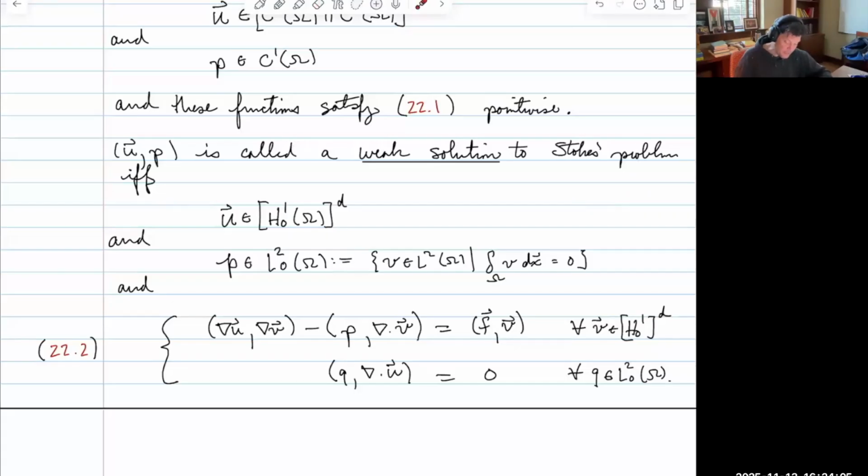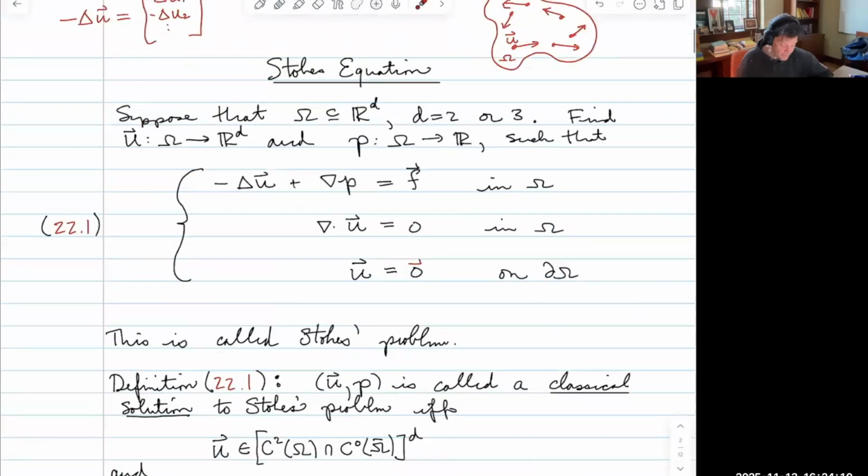Now, why do I take P to be in this space? Well, if you look at this equation up above, it's pretty evident that if I add any scalar, any constant value to P, then I'm going to get a solution to the same equation. If I start off with a solution to this equation, P, and then I look at the function P plus alpha, where alpha is any scalar, that will also be a solution to the problem.